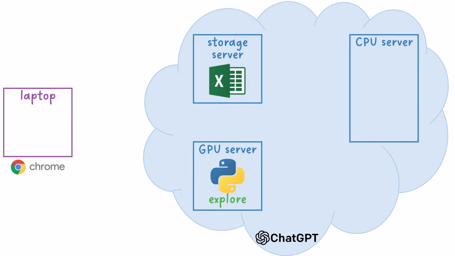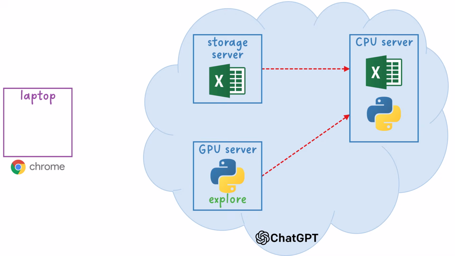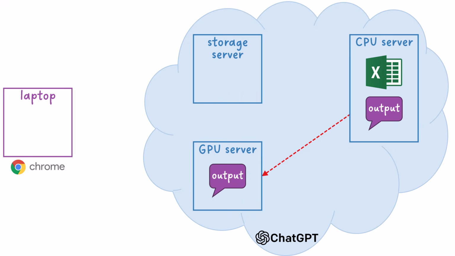The model generates a Python script to explore the Excel file structure. The script runs on a hardened sandbox server, and its output contains sheet names, column headers, data types, and sample rows. The model generates a targeted analysis script, and it runs in the sandbox.